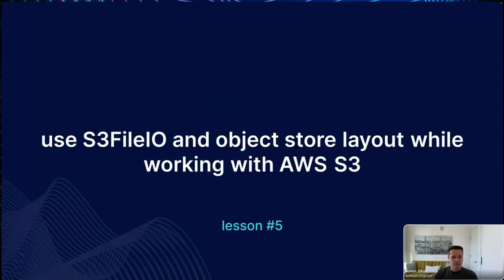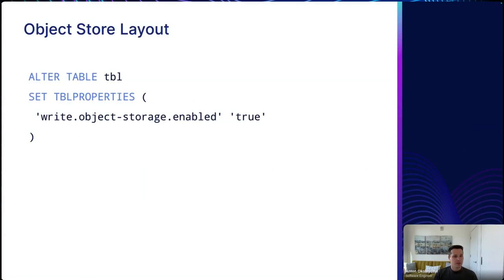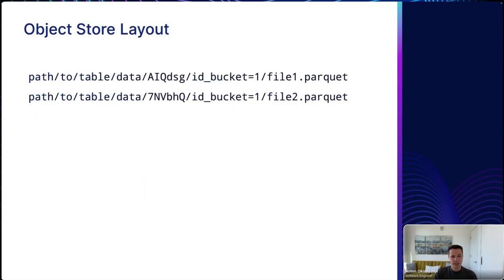Iceberg is designed to work well in the cloud, and in particular with object stores like S3. So if you're storing data there, benefit from S3 file IO and object store layout. Here's a command that basically enables object store layout in a table. And if set, Iceberg will try to organize files in a way that's beneficial for object stores. So your locations would look something like this.